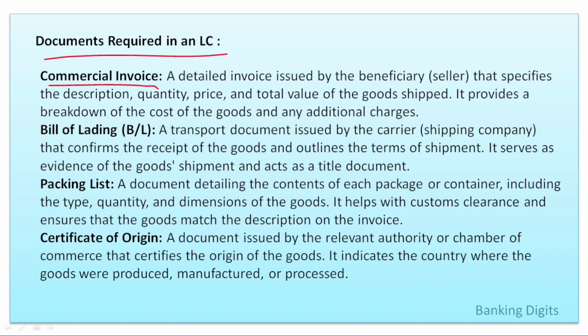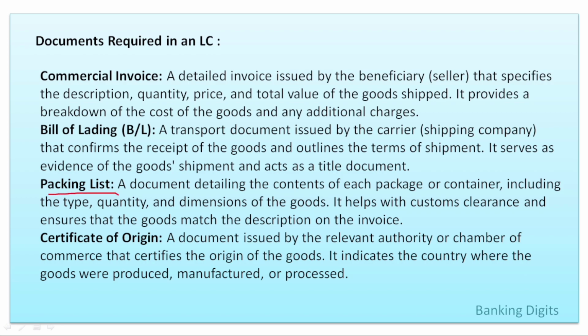Commercial invoice: a detailed invoice issued by the beneficiary or seller that specifies the description, quantity, price, and total value of the goods shipped. It provides a breakdown of the cost of the goods and any additional charges. Bill of lading: a transport document issued by the courier or shipping company that confirms the receipt of goods and outlines the terms of shipment. It serves as evidence of goods shipment and acts as a document of title.